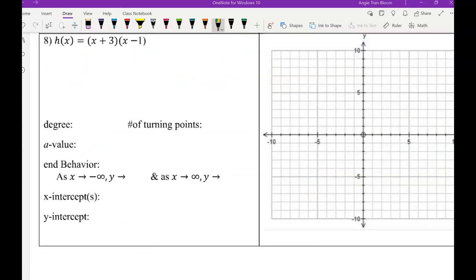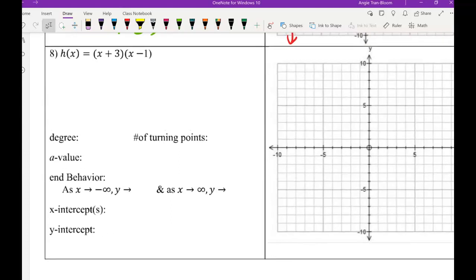All right, last example, h of x equals the quantity of x plus 3 times the quantity x minus 1. So students, this is going to be a degree of 2, and we are going to have at most 1 turning point, 1 TP for turning point. The reason we know it's a degree of 2 is because this has a power of 1, this has a power of 1. When we FOIL this all out, we will have a degree of 2. A value is 1 since that is just number 1 in the middle. Since a value is 1 and the degree is 2, we know it is going to be a parabola.